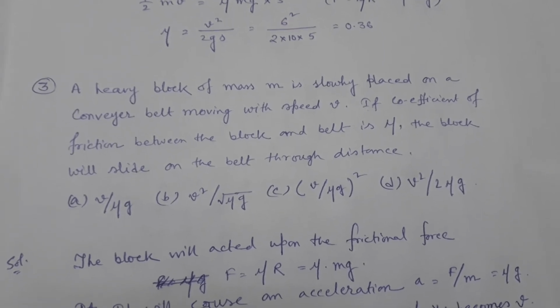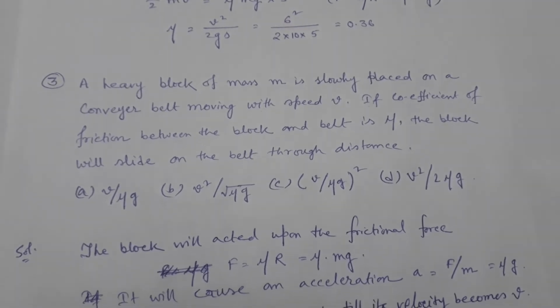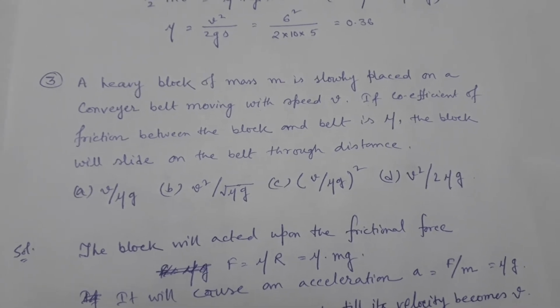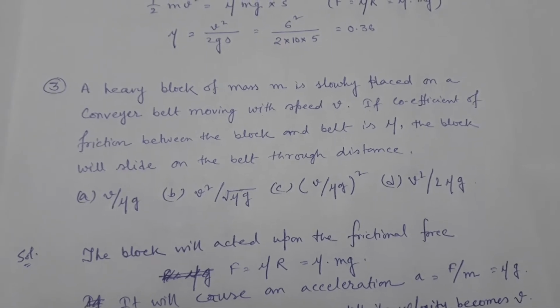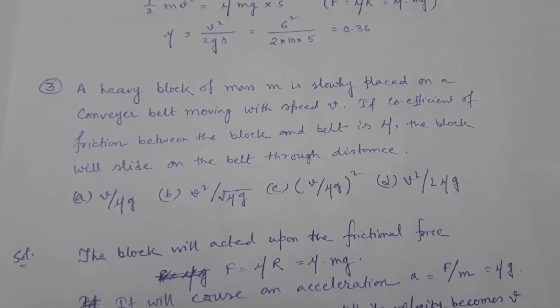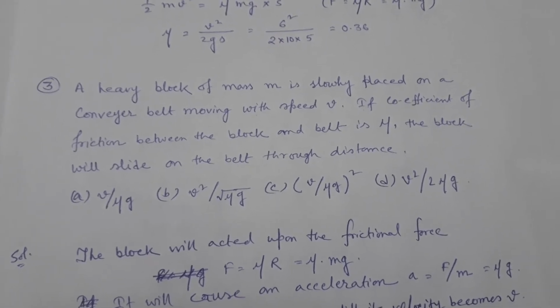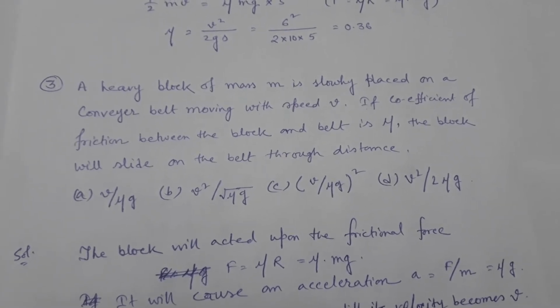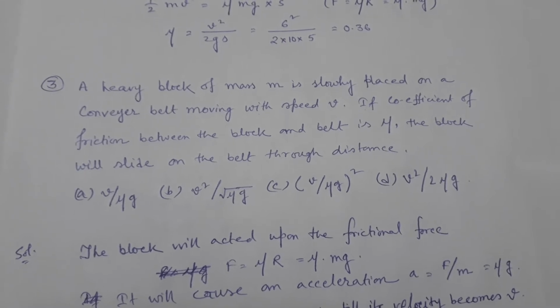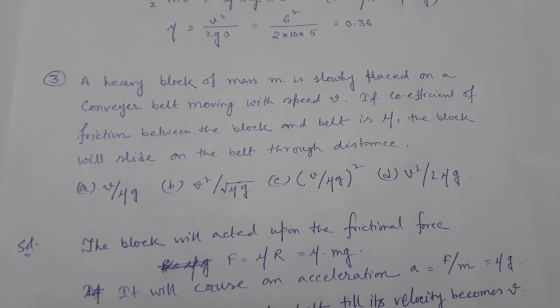So a heavy block, what is the mass? This is small m, placed on a conveyor belt. The speed of the conveyor belt is small v. The coefficient of friction is mu. The block will slide on the belt through some distance, and we have to find out the distance.